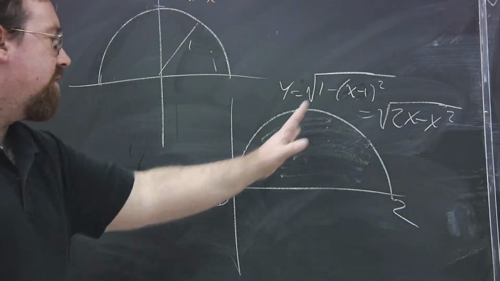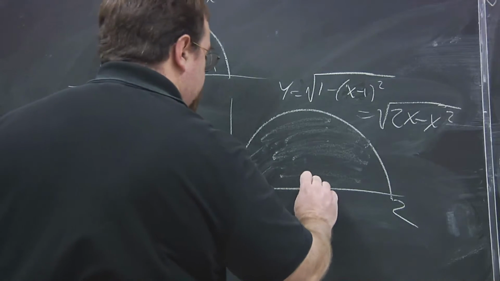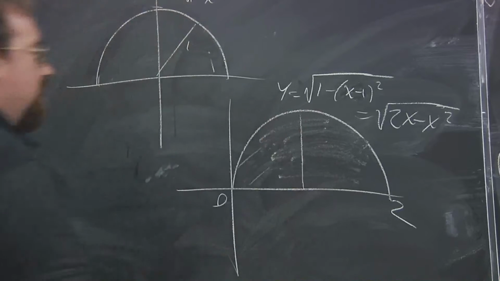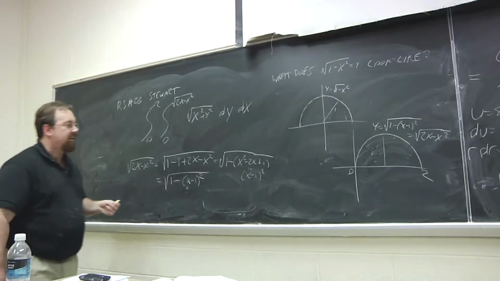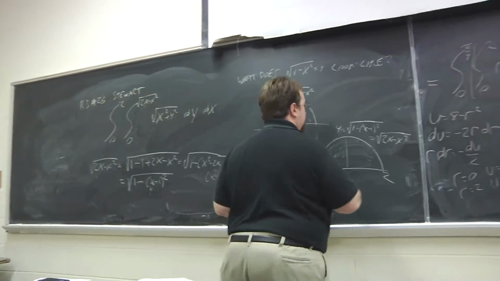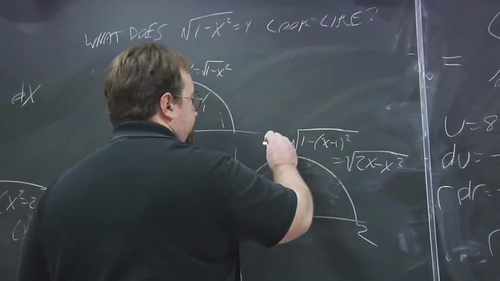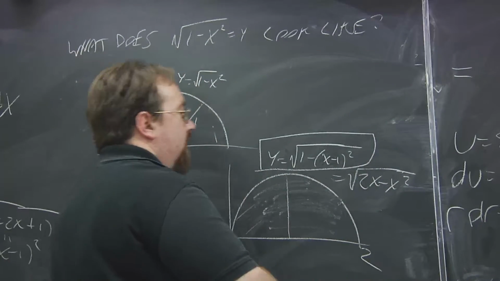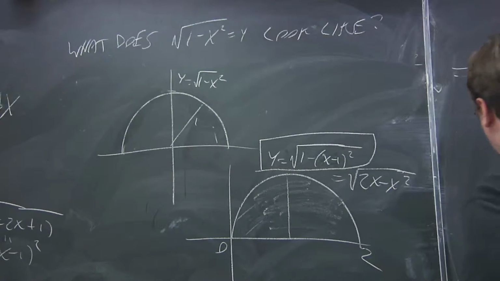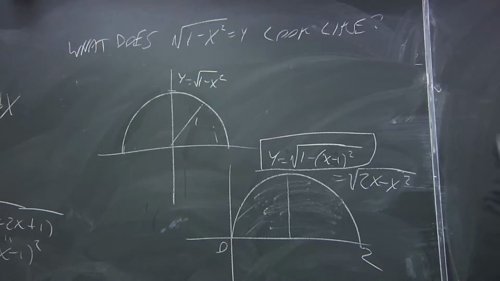Because the whole top half circle is shifted, and y is going from 0 up to this curve. So that is the region we want to integrate over. To do that, we take this equation right here and convert it to polar coordinates.